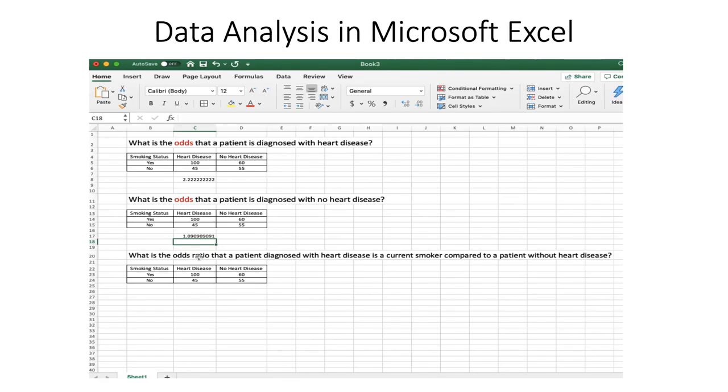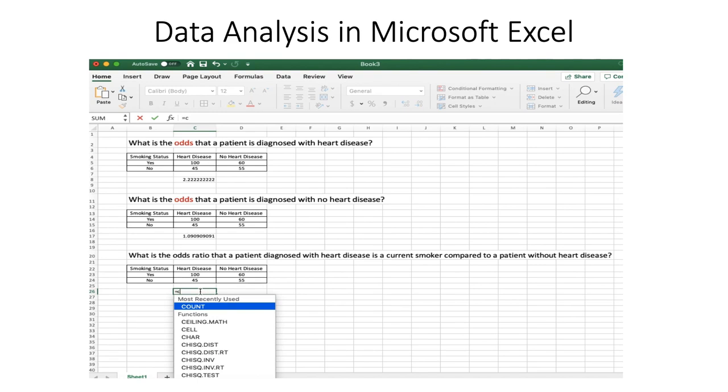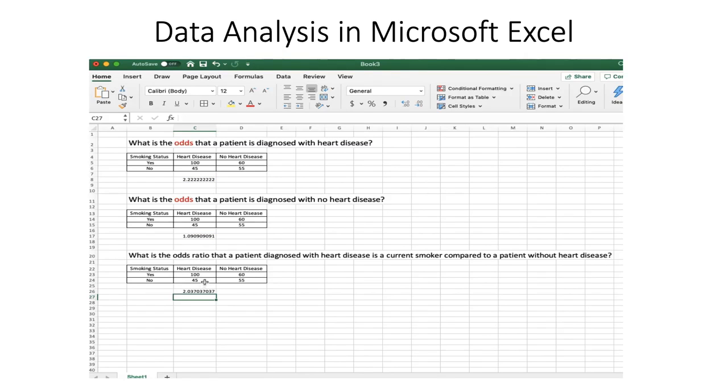Then, of course, they asked us to calculate what is the odds ratio that a patient diagnosed with heart disease is a current smoker compared to a patient without heart disease. That nice formula is A times D divided by B times C. So you multiply across, but in Microsoft Excel, what I did is divide these two, and that will give you their solution. This location is C8, so that gives us equals C8, and over here, this is located in C17. So that gives us the odds ratio, 2.037.